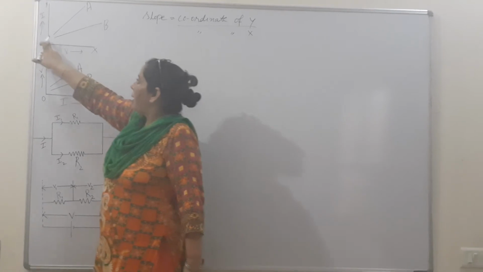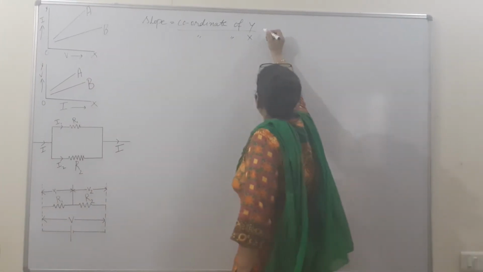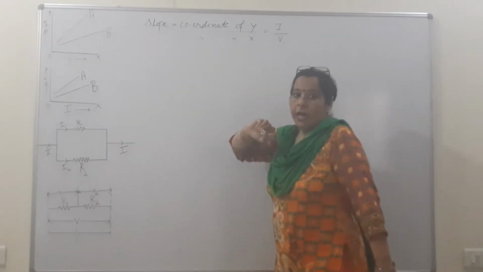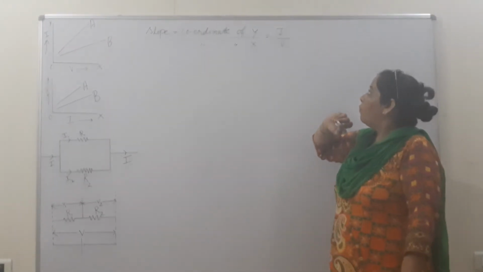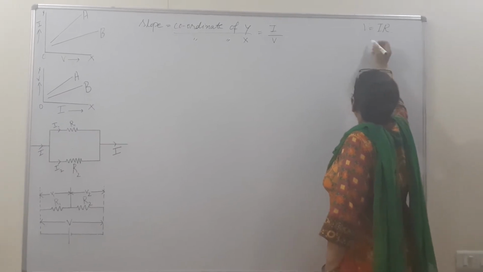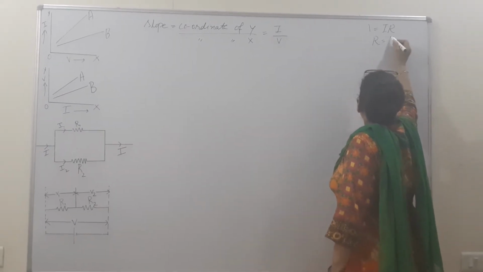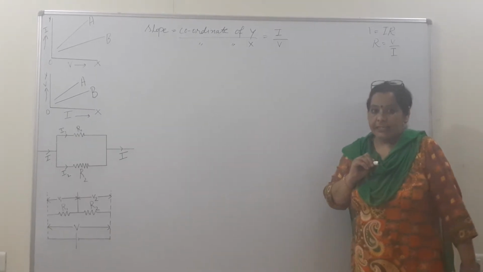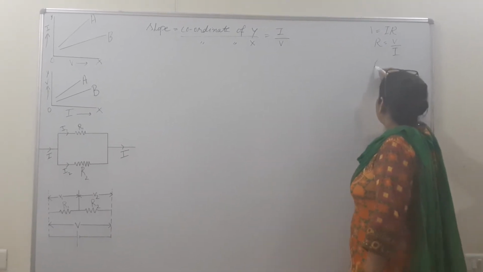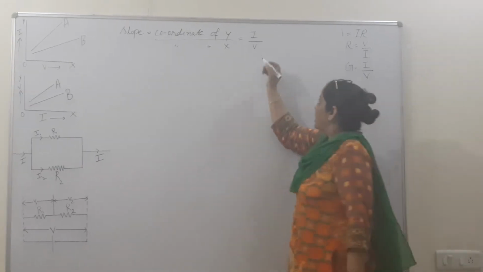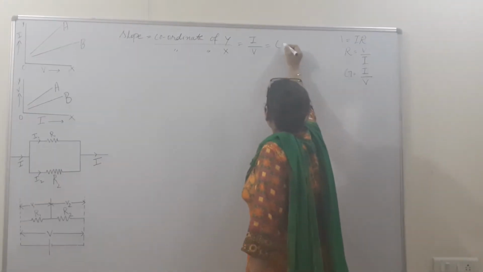Now what is the coordinate of y, beta? It is I. What is the coordinate of x? That is V. Now what is I over V? We know that V is equal to IR, so R is equal to V divided by I. Then, beta, we did conductance. Conductance G is equal to I over V. So this is conductance.